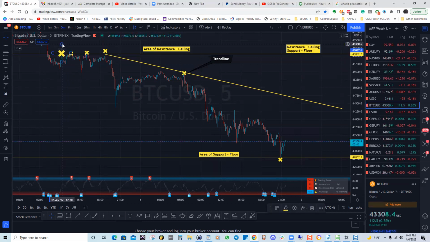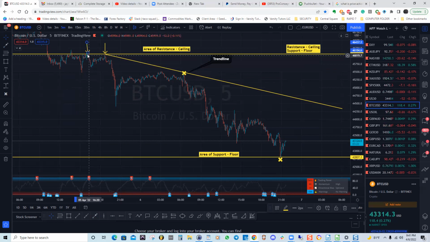Make this smaller. Actually, what I'm going to do is draw an arrow. Might be easier, right? These X's get kind of wild here after a while. Let's draw the arrow. So this area here is an area of resistance. This here is another area of resistance. These were candles that came up to this line and they could not break through.